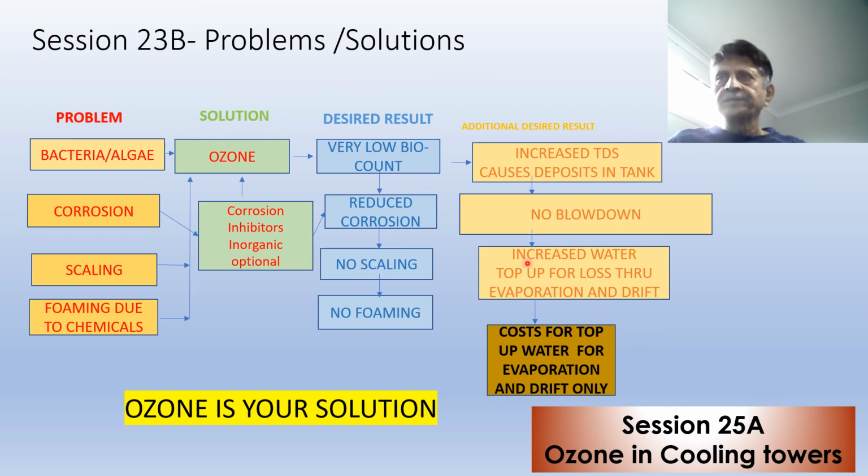You don't have to top up water, because the only top up that you use is for the loss through evaporation and drift. The cost is for top up water only, which is the loss from evaporation and drift, rather than loss because of the high TDS, because of the blowdown.